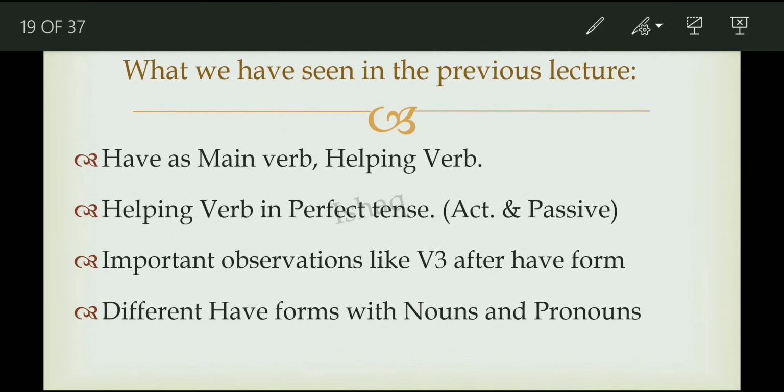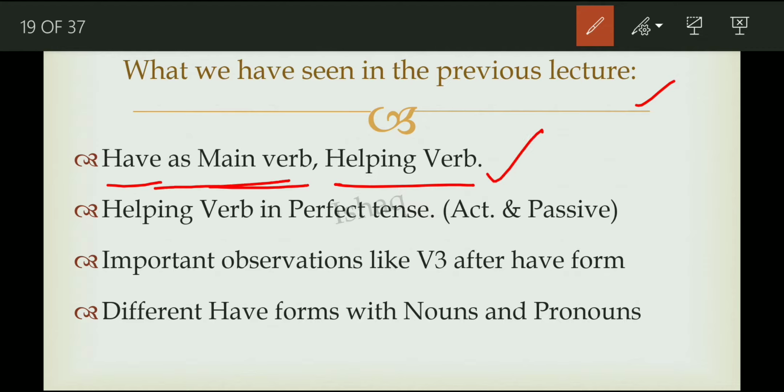So basically this is a continuation of part 3, and parts 3 and 4 of helping verbs deal with have forms of verbs. What we have seen in the previous lecture is have forms of verbs used as main verbs and as helping verbs. Then have forms as helping verbs: how to use them in perfect tense, both in active voice and passive voice, we have seen.